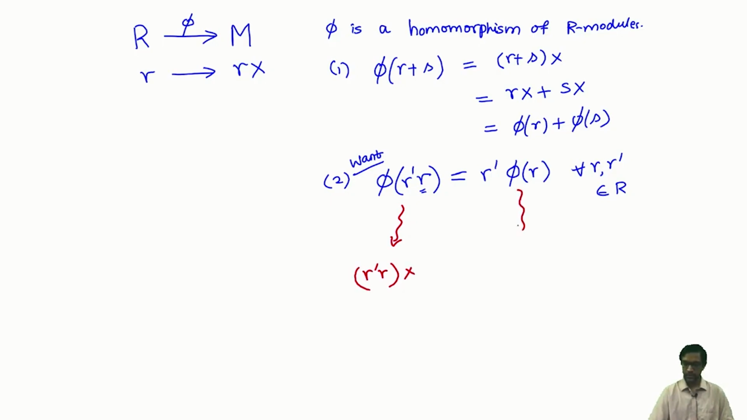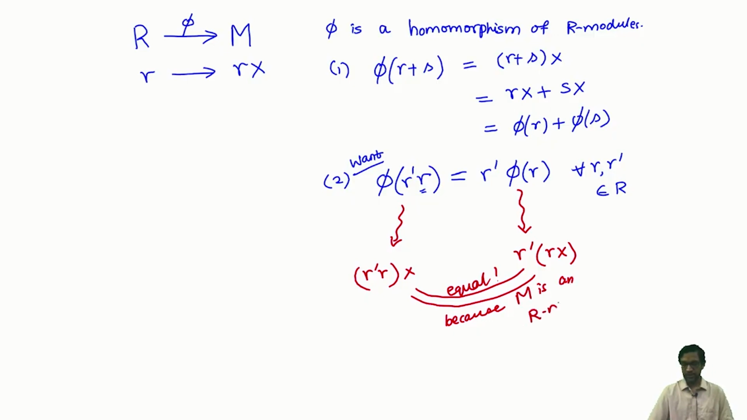Now let's do the right hand side. This is r dash acting on phi of r is rx. But observe that these two are actually equal to each other because of the module axiom, because M is an R module.